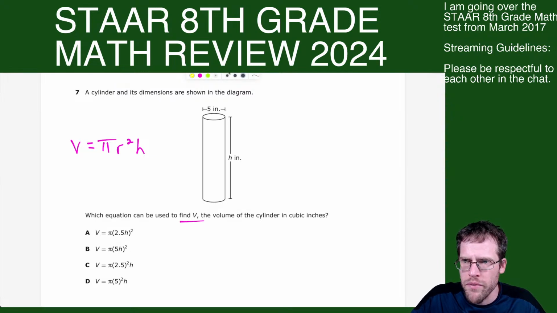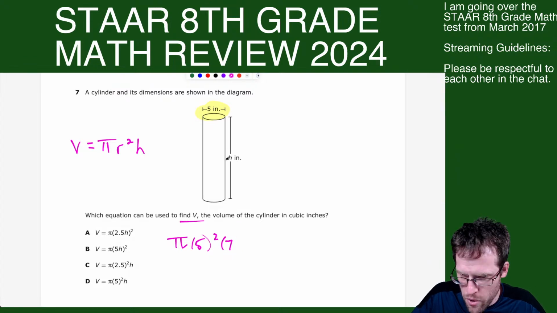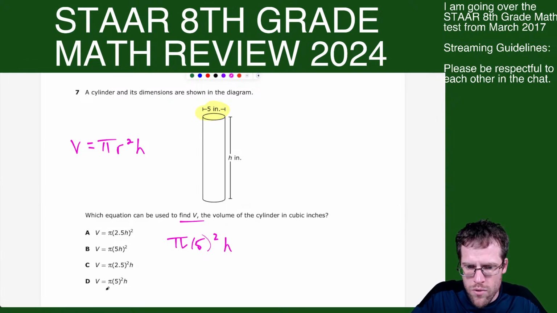Now, one thing they do to be tricky is they give you the diameter instead of the radius. So some students who just rush through this are going to say, oh, pi times 5 squared. They're going to go pi 5 squared times 7. And they're going to go searching and see that the formula says height, not 7. Okay. So pi times 5 squared times h. And they're going to go, oh, cool, choice D. But no, just be careful here.